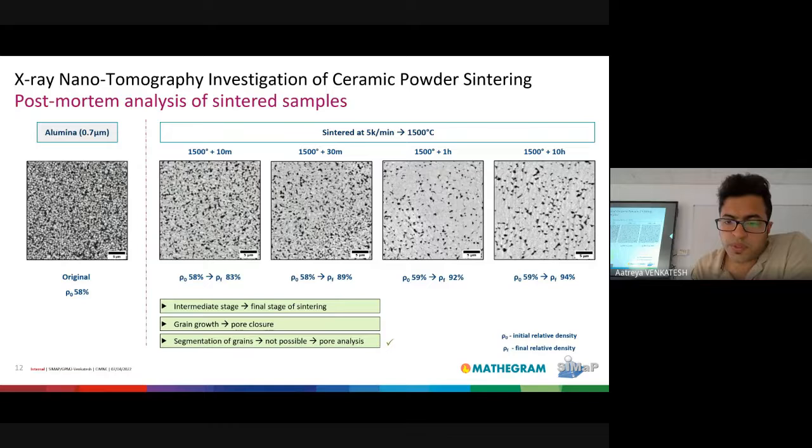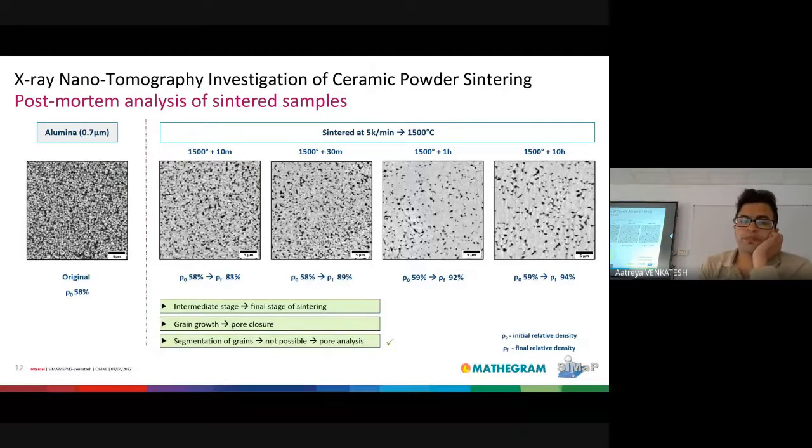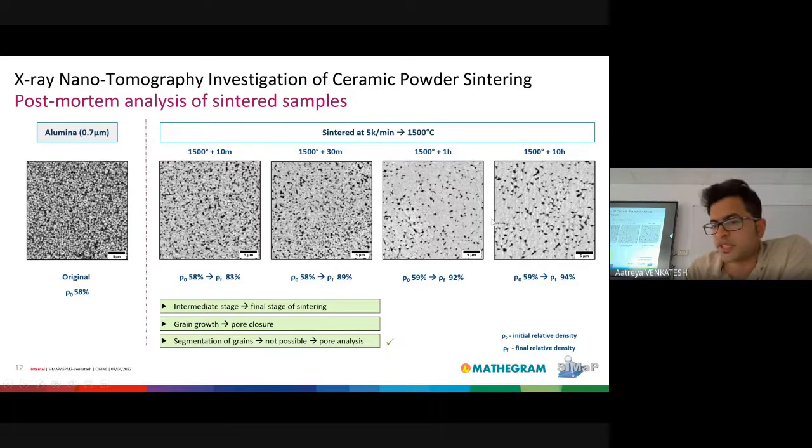Now, we have also done a post-mortem analysis on a much smaller alumina with an initial particle size of 0.7 micrometer, which means sintering happens much faster here than the previous case of 1.5 micrometer. And you can clearly see a transition from the intermediate to, say, final stage of sintering, with the density reaching around 94% after just 10 hours of sintering here. So over time, increase in grain size, decrease in grain numbers, isolated pores, etc.